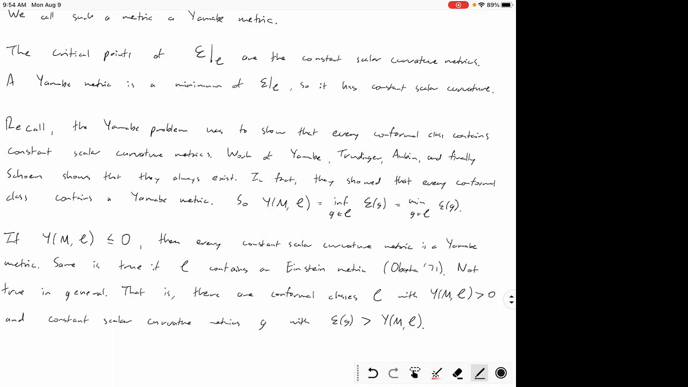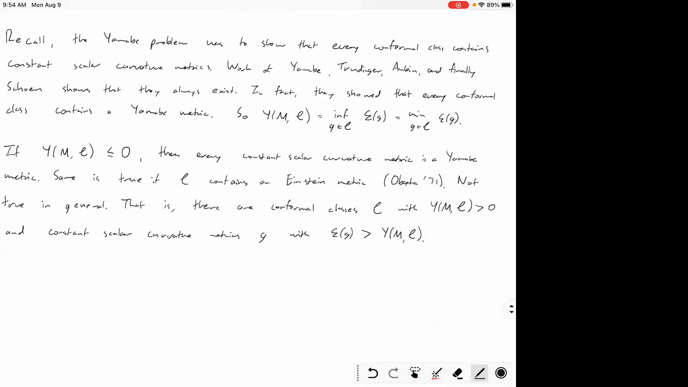So what's the difference between these conformal classes? How should I think about conformal classes where this constant is positive versus conformal classes where the constant is non-positive? So I've got another proposition, but I'm not going to prove this one. It's not too bad. It's a slight modification of the proof before, but you need to use the Sobolev embedding theorem. So let me just state it.